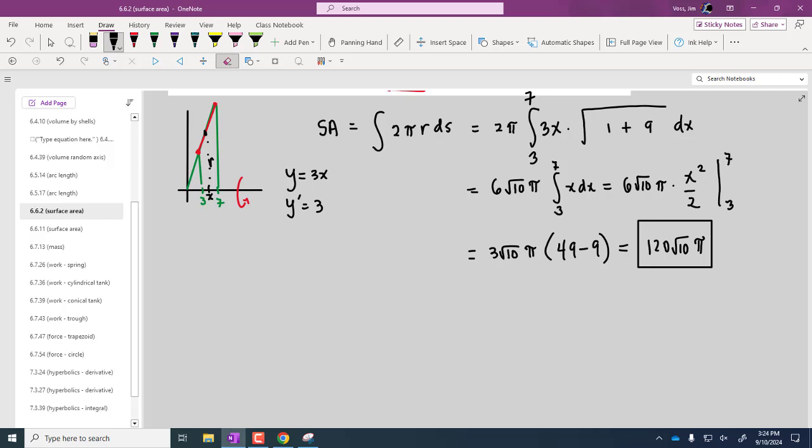Where does the 9 come from again? That 9 is the derivative squared. So remember that ds is the square root of 1 plus this. That's how we're going to rewrite ds. 1 plus derivative squared.